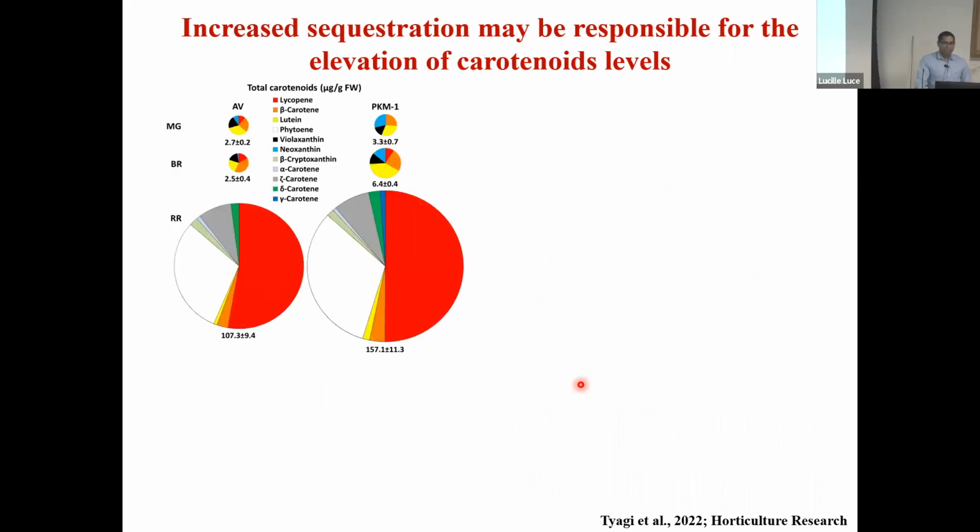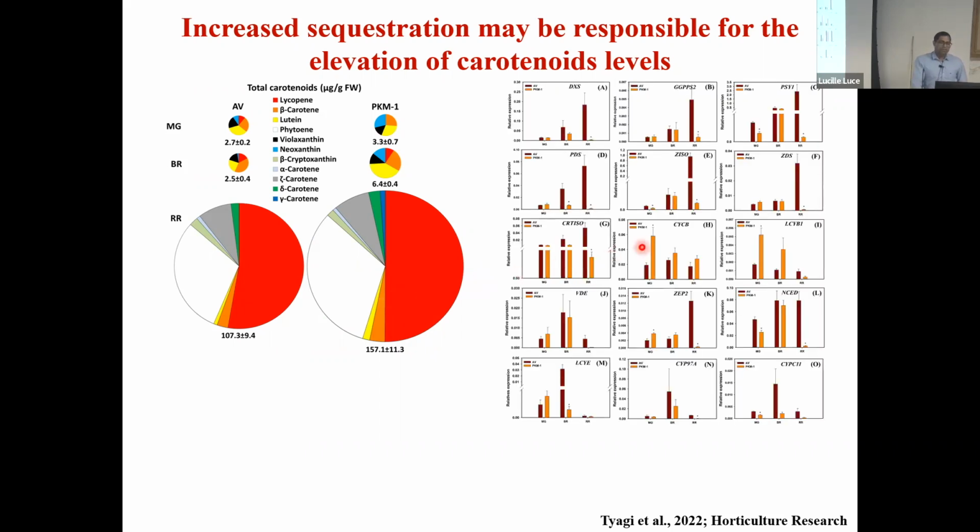So next, we measured whether high folate in PKM may have any influence on the carotenoid biosynthesis pathway. So we measured the carotenoid content in AV and PKM at the red ripe stage. These pie diagrams show the proportional ratio. At the red ripe stage, PKM1 has almost 1.5-fold higher folate compared to AV, and it has lycopene and beta carotene almost 1.5-fold higher.